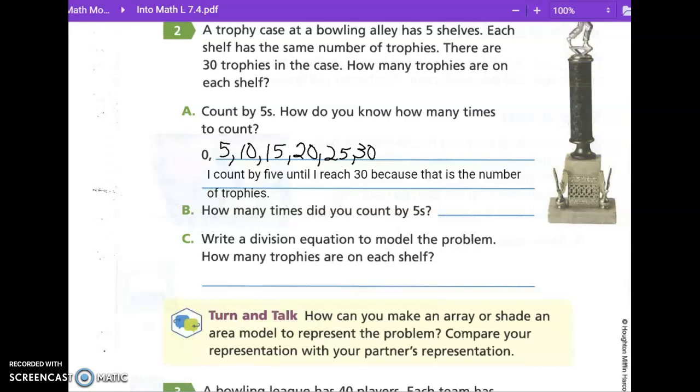How many times did you count by 5? Let's count. 1, 2, 3, 4, 5, 6. So we counted by 5 6 times. Write a division equation to model the problem. How many trophies are on the shelf? Brecken, what's our division problem going to say? 30. Okay, divided by? Divided by 6. Nope, we divided by 5 equals 6 trophies.